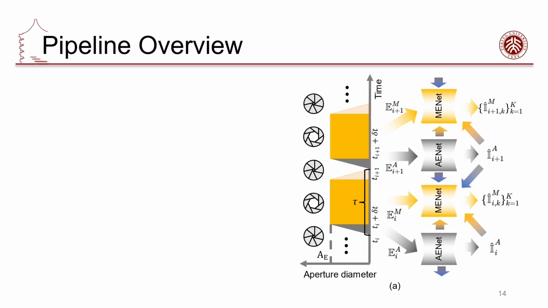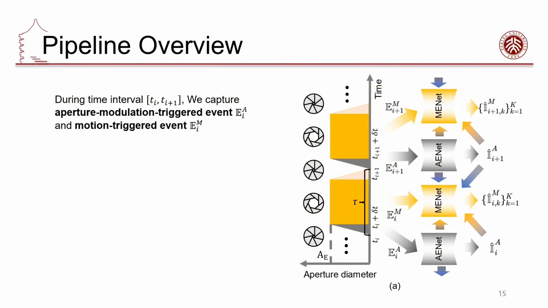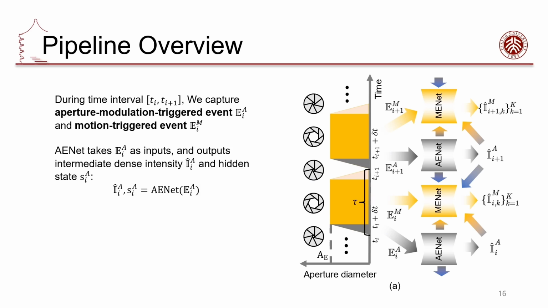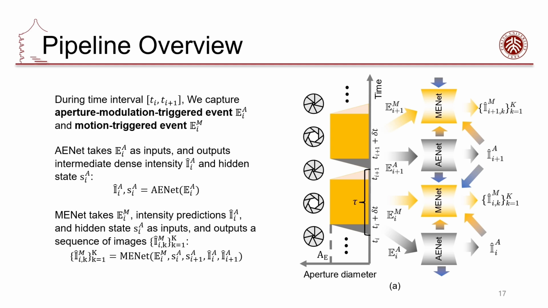Here is a pipeline overview. The pipeline captures both aperture-modulated and motion-triggered events for each time interval. AENet processes aperture events to generate dense intensity frames and hidden states. MENet combines motion events with AENet outputs to produce a sequence of final video frames. This two-stage process ensures accurate reconstructions.